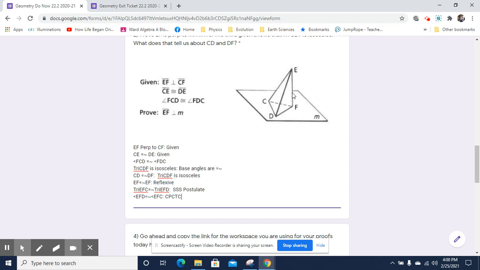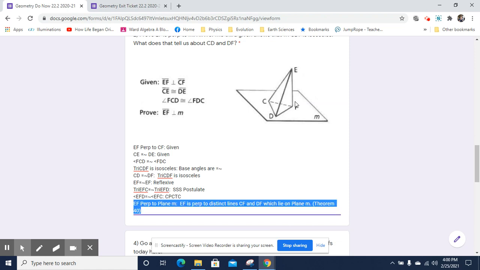Now, we can then say angle EFC and angle EFD are congruent by CPCTC. And therefore, EF is perpendicular to plane M because EF is perpendicular to two distinct lines, CF and DF, which lie on plane M. That's Theorem 40.